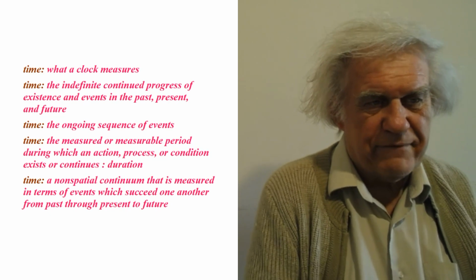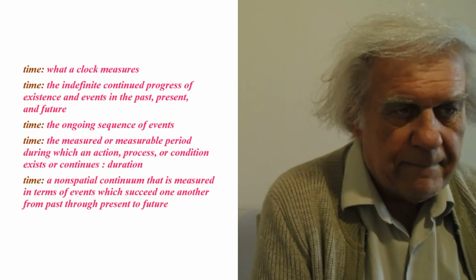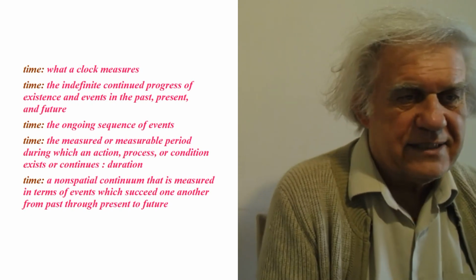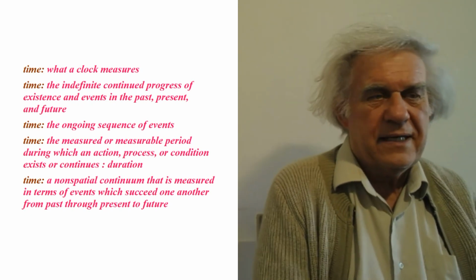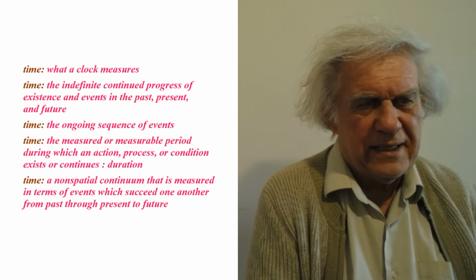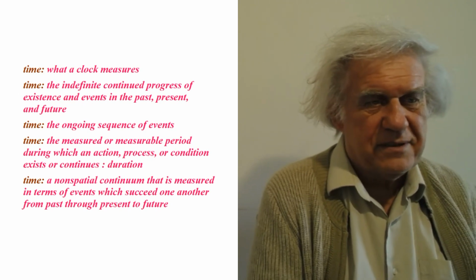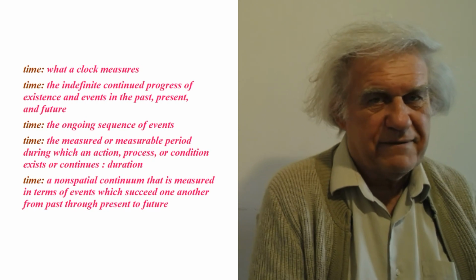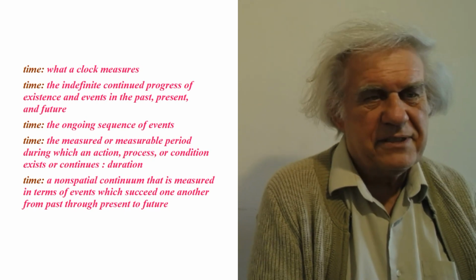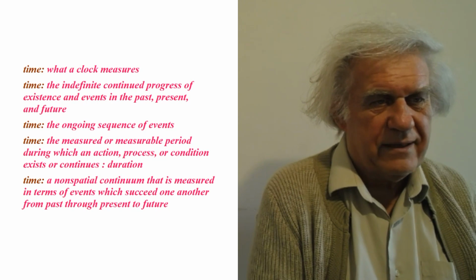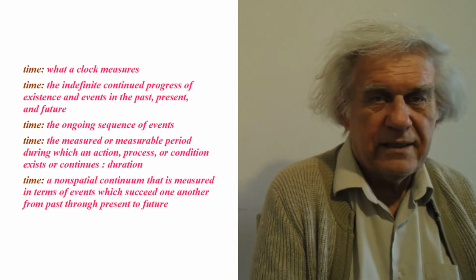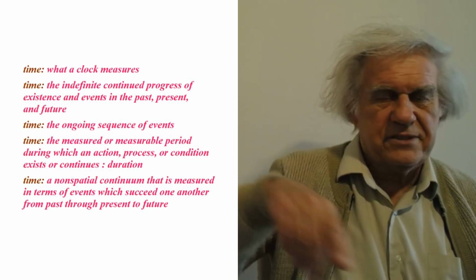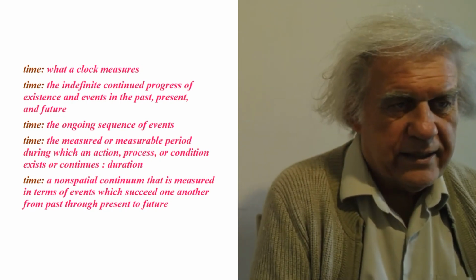Then you have these other definitions. I pulled them out of different places. The indefinite continued progress of existence and events in the past, present, and future. That's, I think, out of the wiki. And the problem there is past, present, and future can't be used to define time, because time is past, present, and future. So if you look up these words, past, present, and future, you'll find out that they have the word time as part of the definition. And you can't have that, okay? Because otherwise you have circular definitions.